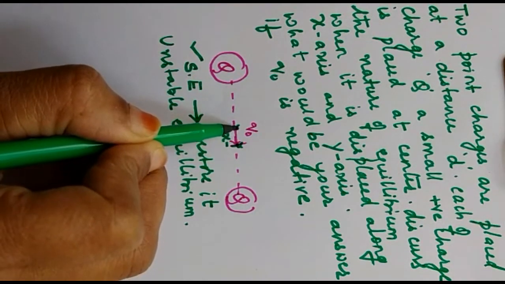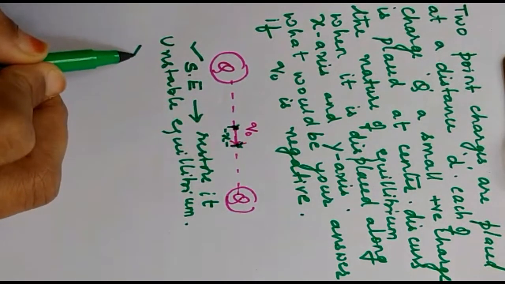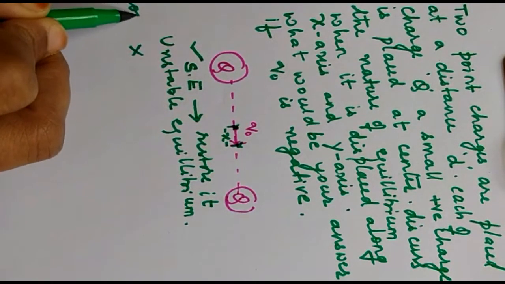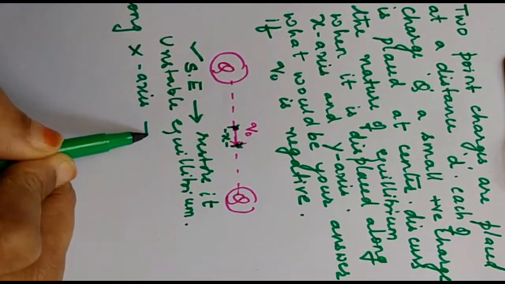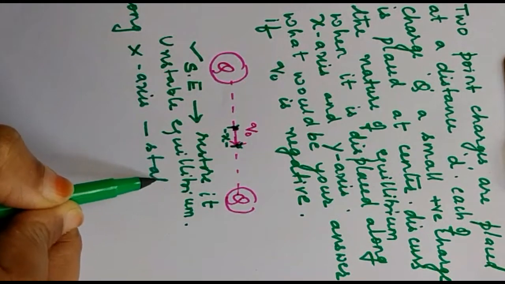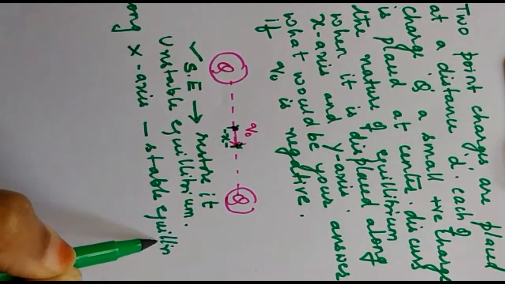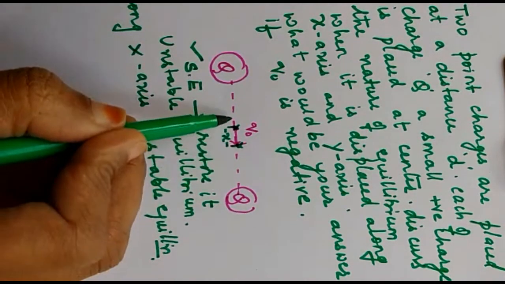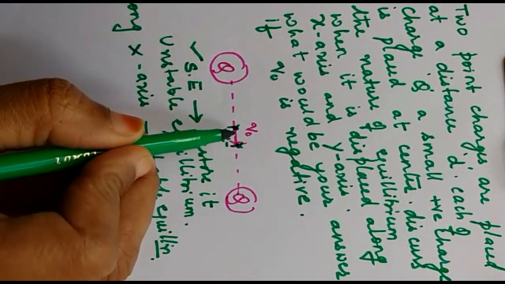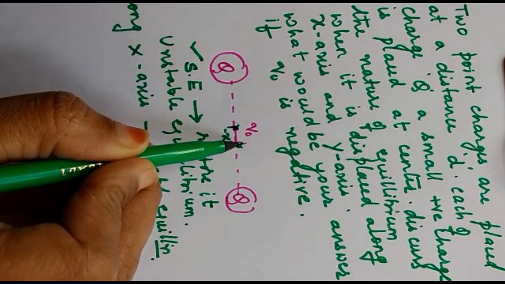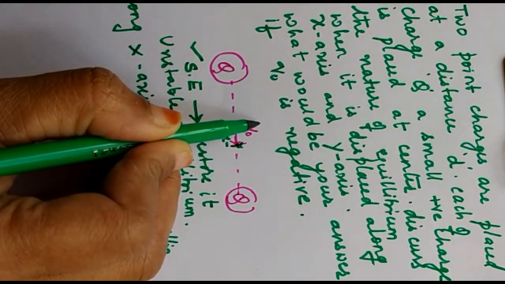So this displacement of the charge Q0 along x-axis is what kind of equilibrium? It is stable equilibrium. Because when you are displacing it, a force is acting to bring it back to its original position. This is the case when you displace it along x-axis. Now let us see what will happen when you displace it along y-axis.